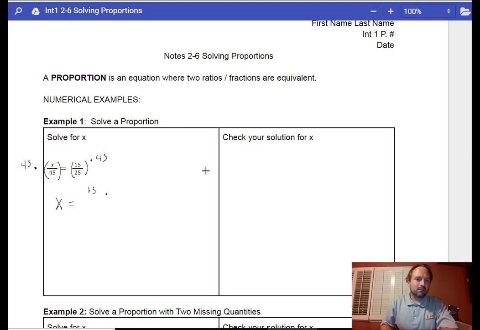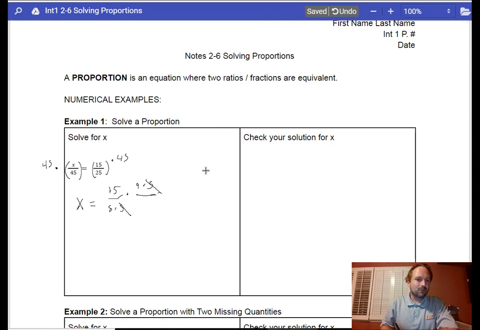I know it's going to be 9 times 5, and I know this is 5 times 5. I know I can cancel 5 divided by 5. I know 15 divided by 5 is 3, so I can cancel these, and then I'd get 3 times 9 is 27. X equals 27.